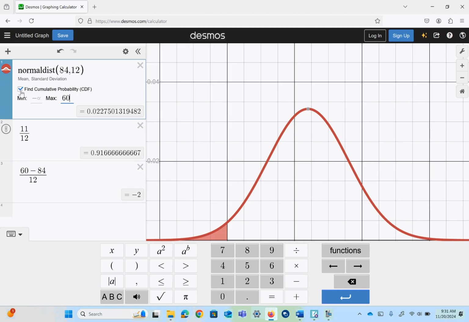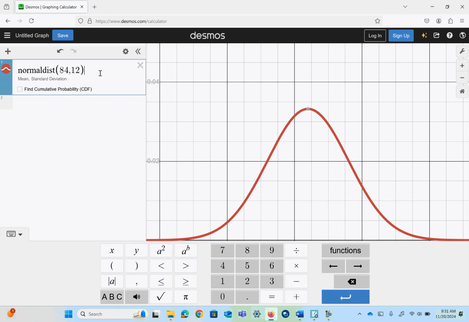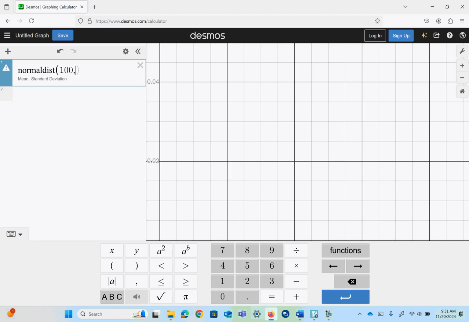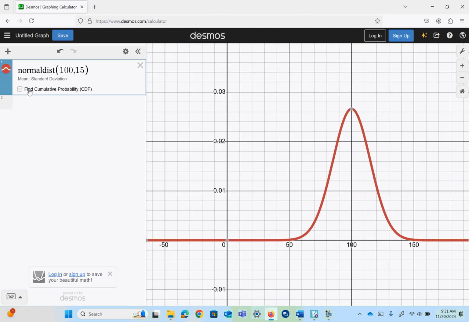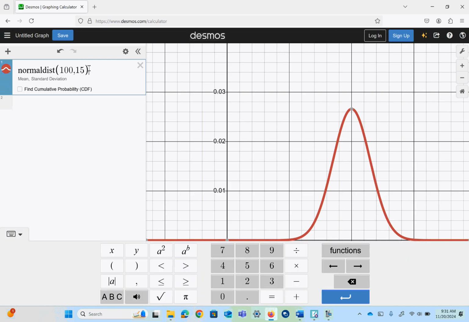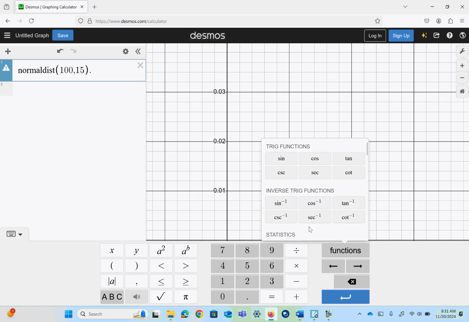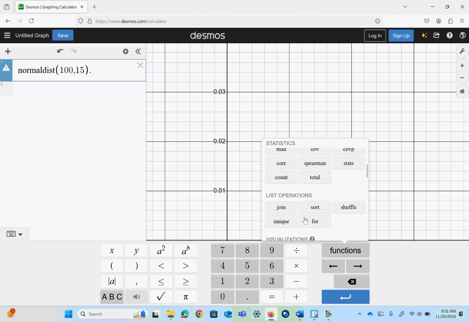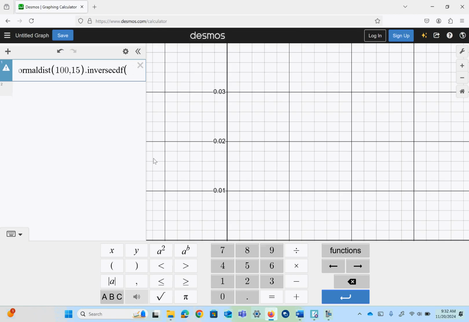So I can get rid of this. I don't need these anymore. So we're going to go 100, comma 15. Okay, here's my normal distribution based on that. You got to put the period. Don't forget the period. And then under functions, find inverse CDF. So you got inverse CDF. 66 percentile is 66%, which again goes to 0.66.